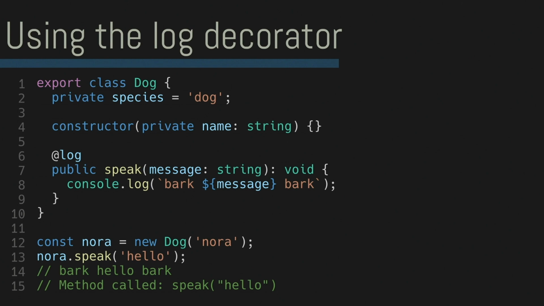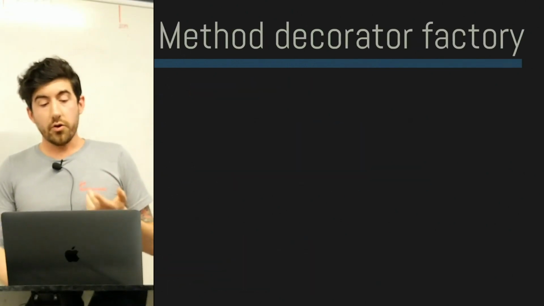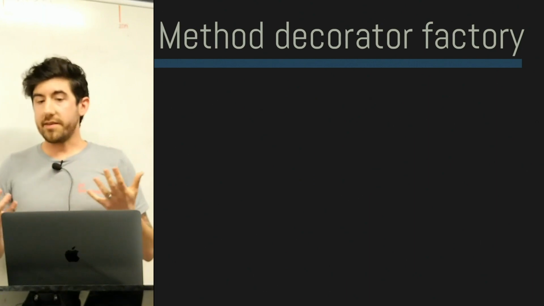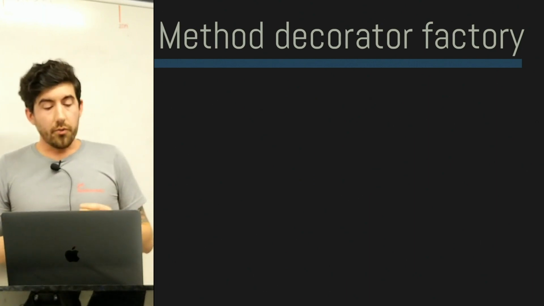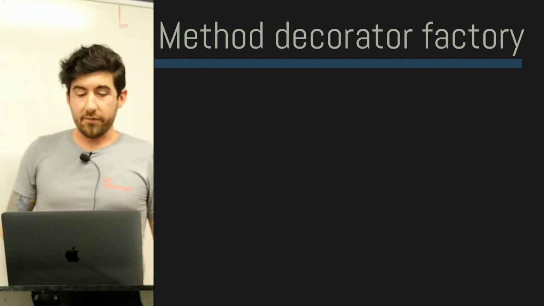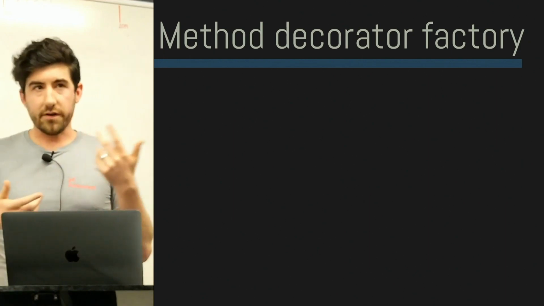Before, when we did class decorators, we talked about decorator factories, remember? You can do that with method decorators. You can create method decorator factories. So again, functions that return functions. That's what a factory is, and a decorator is still the same thing, a function that returns a function.